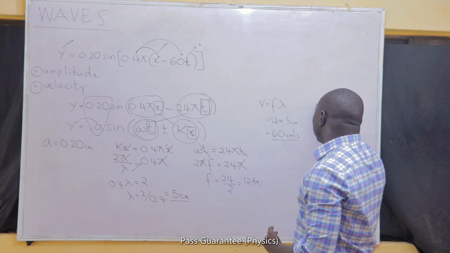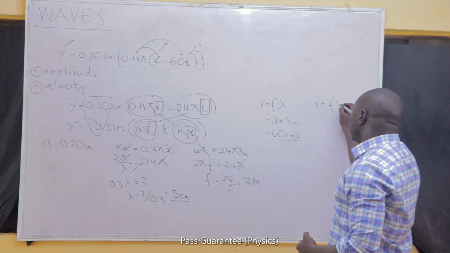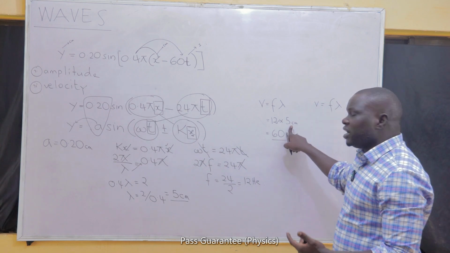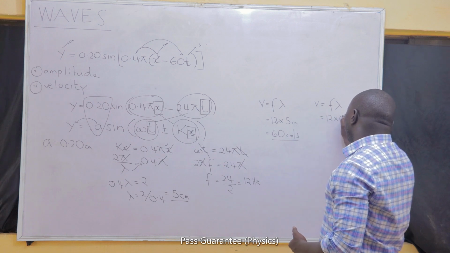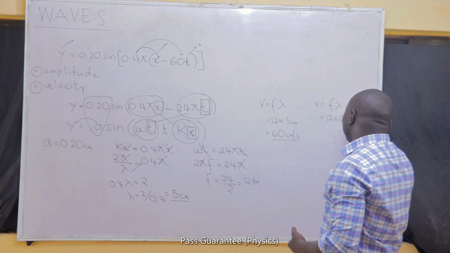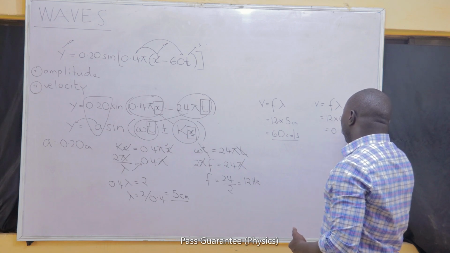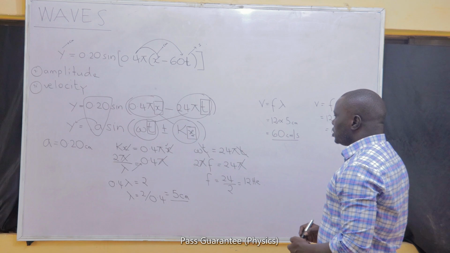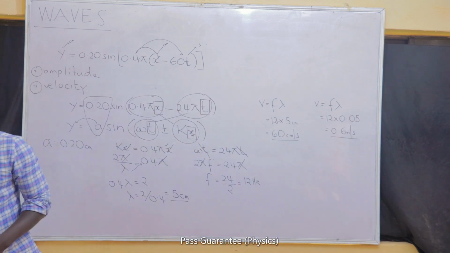Or if you are not so comfortable with solving in centimeters per second, you can also change your centimeter value to meters by dividing by 100. So it will be 12 times 0.05. If you multiply that, you should have 0.6 meters per second. And that leads us to the end of the question. We'll take more questions. Another question that we would like to look at is this.